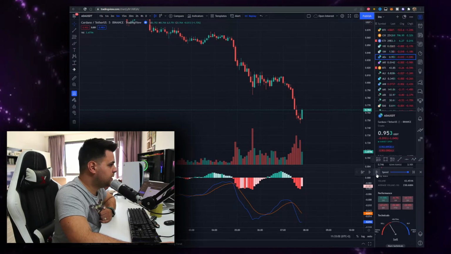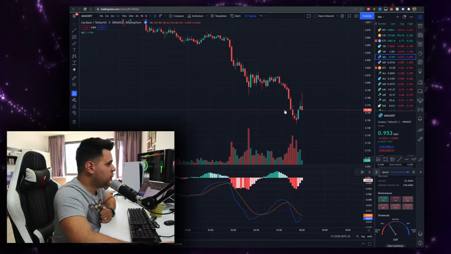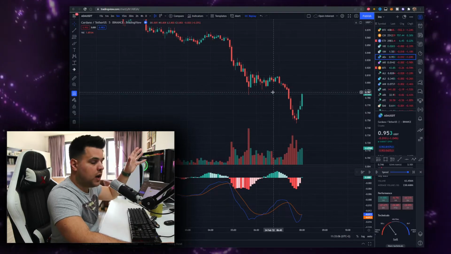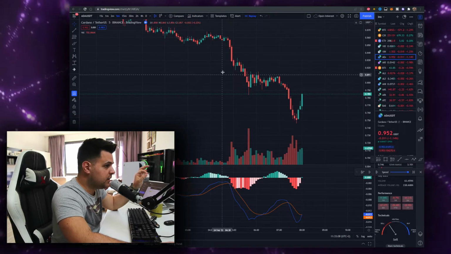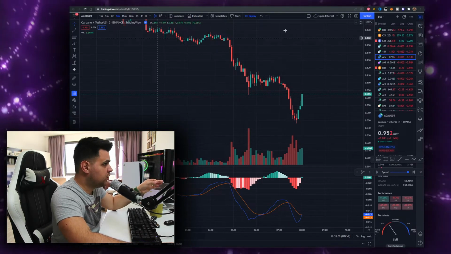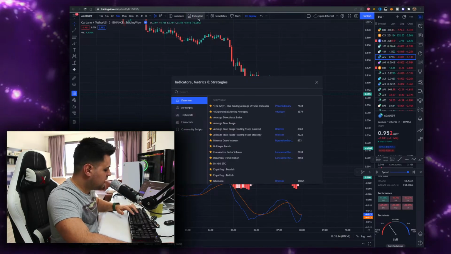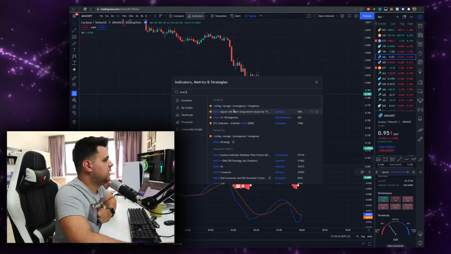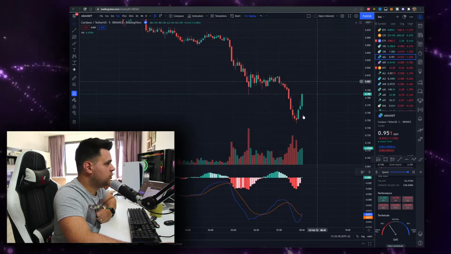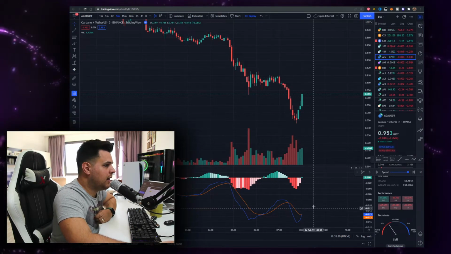So we had a big dump right here, and the way you use the MACD strategy, first of all, how do you find it? The easiest way to find it is actually on TradingView. I have a link for TradingView in the description down below. You want to click on indicators right here, type in MACD, edit, and this is what it will look like. You don't need to add anything more.